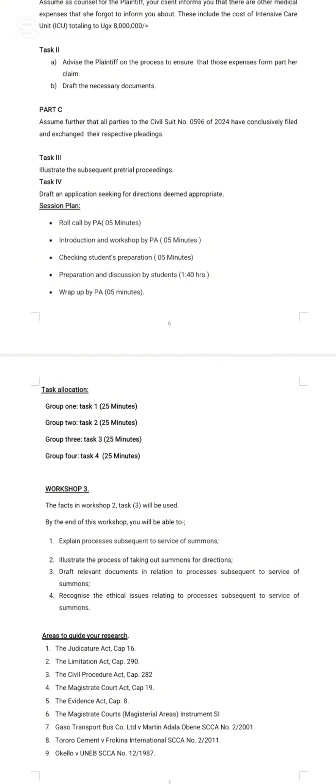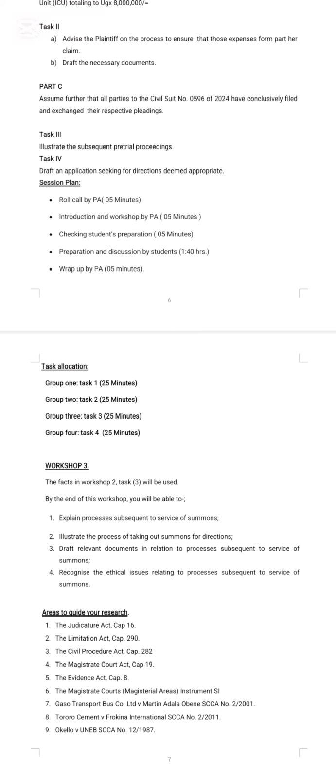Part C. Assume further that the parties to the civil suit have conclusively filed and exchanged their respective pleadings. Illustrate the subsequent pretrial proceedings. Once you have filed an affidavit of service, you extract summons for directions. In summons for directions, you can seek discovery of documents like the way we have seen above. You can also talk with the registrar in case you need to bring in other witnesses, or in case you want to make an amendment.